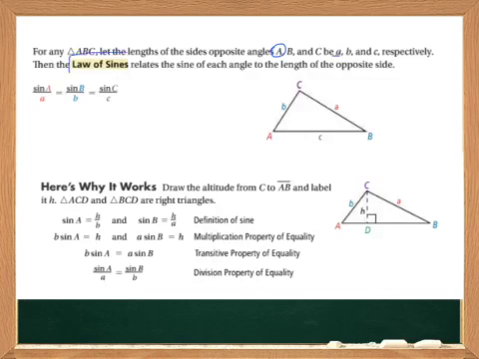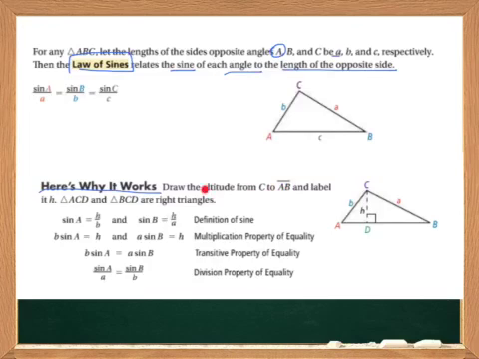The law of sines relates the sine of each angle to the length of the opposite side. So sine of A over a is in proportion with sine of B over b, which is in proportion with sine of C over c. Now here's why it works.